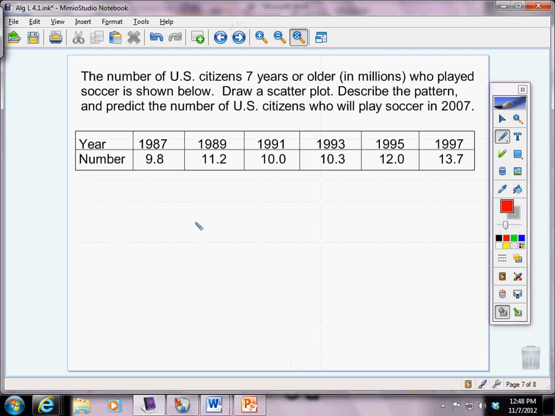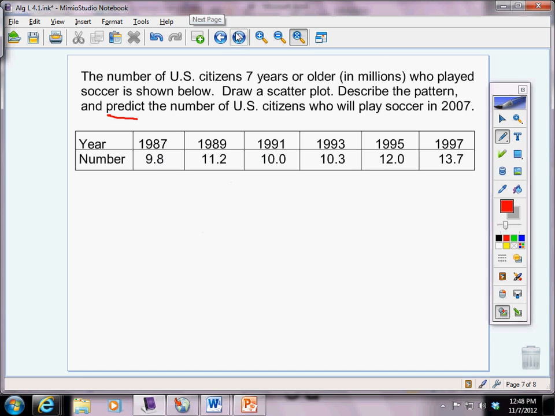Let's look at another example. In this one it says the number of U.S. citizens 7 years or older, in millions, who played soccer is shown below. Draw a scatter plot, describe the pattern, and predict the number of U.S. citizens who will play soccer in 2007. Again, a great thing about creating scatter plots is we can make predictions. So it gives us the years and how many people in millions played that sport.